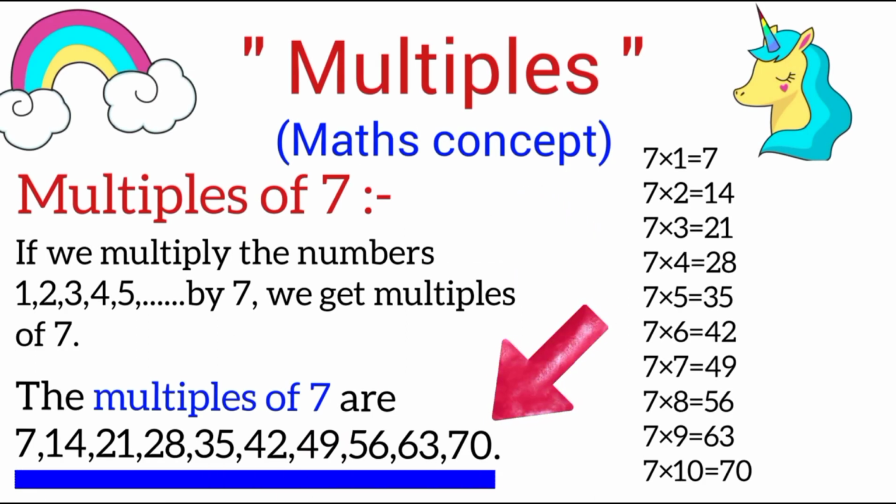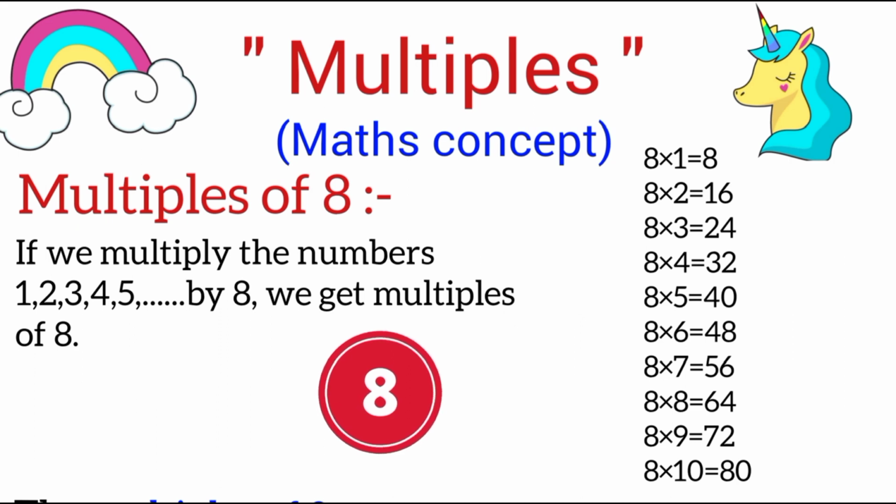So, the multiples of the number 7 are 7, 14, 21, 28, 35, 42, 49, 56, 63, and 70. These are the first 10 multiples of the number 7.